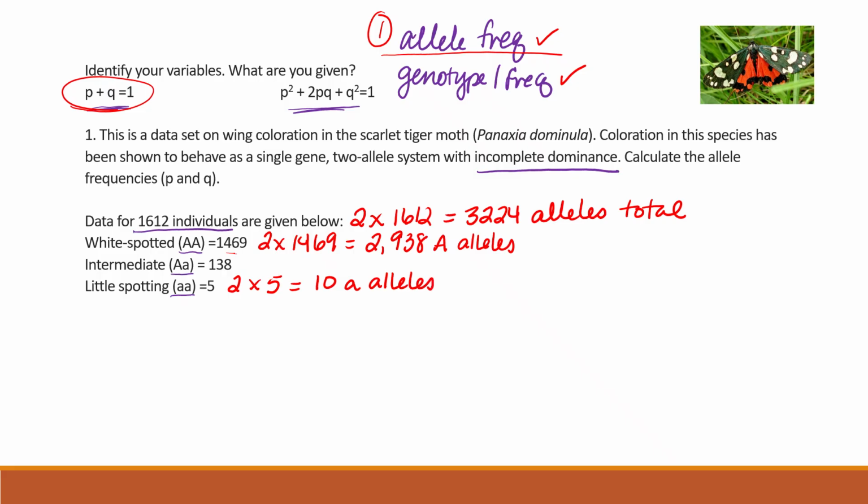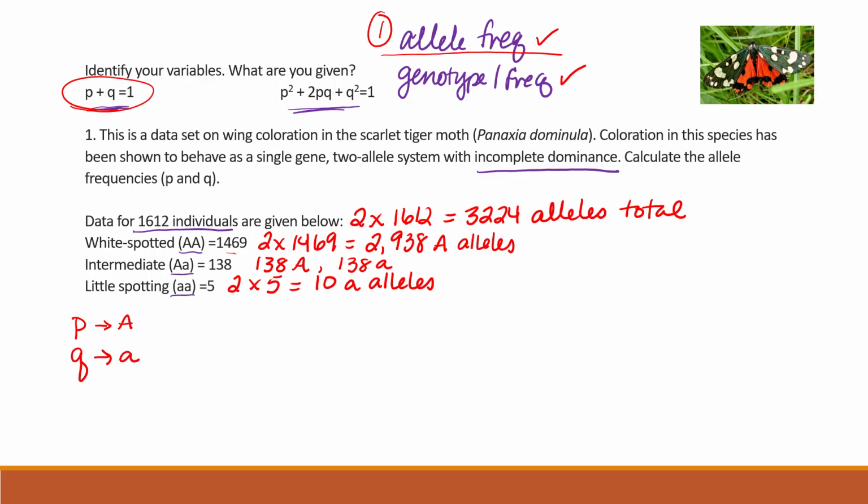Now, the heterozygous individual is a little bit different. They have 1 of each allele, which means in those individuals, there are 138 big A alleles and 138 little a alleles. So we don't need to do anything special with those because we know that each individual has 1 big A, each individual has 1 little a. So now we can calculate our allele frequencies directly. So let's say that P represents the big A allele frequency and Q represents the little a allele frequency.